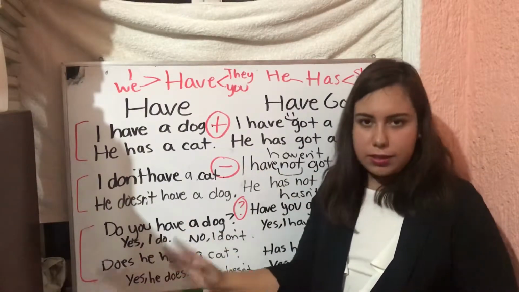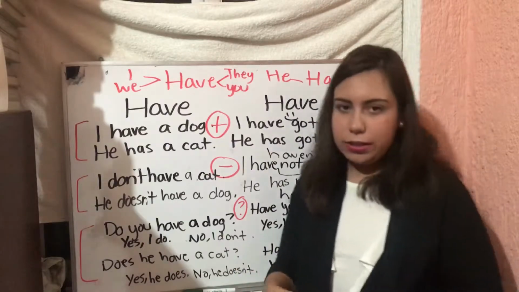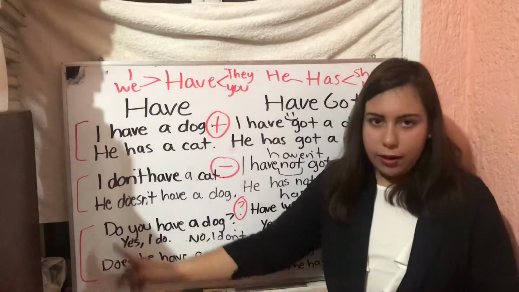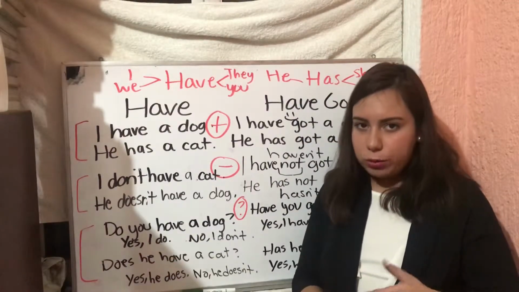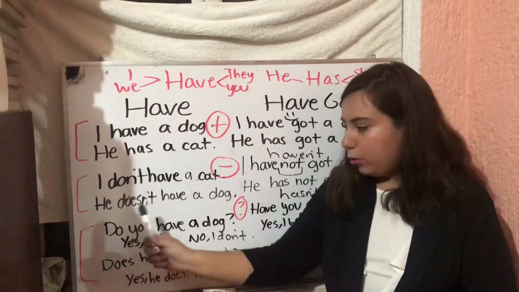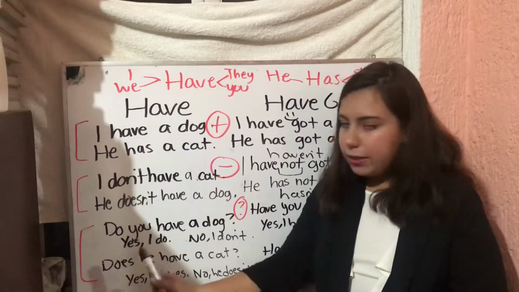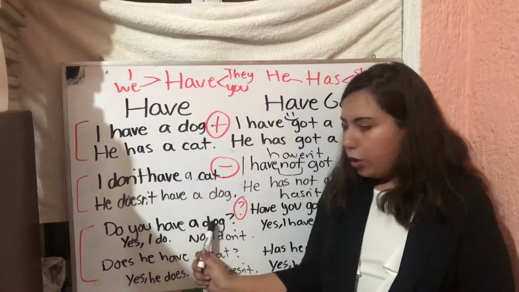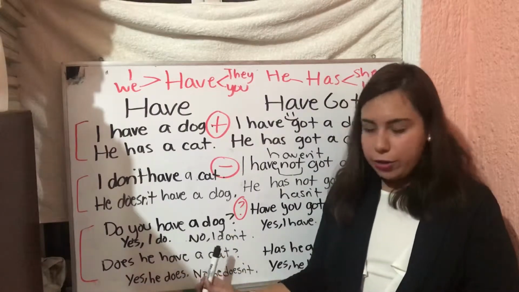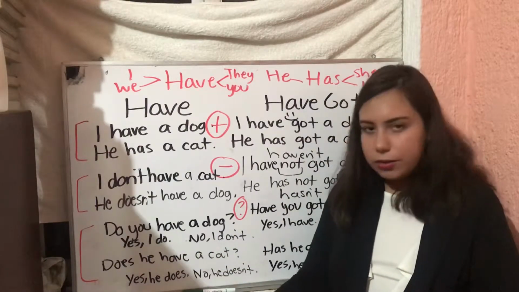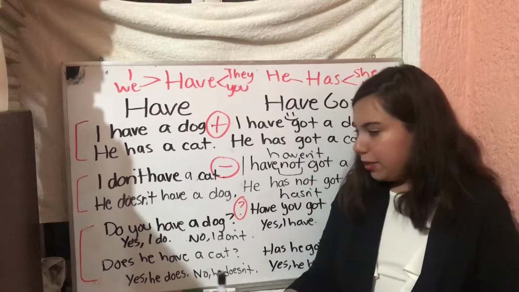Y para preguntas sencillas de sí o no, respuesta sí o no, voy a empezar con el auxiliar. Va a ser mi primera palabra dentro de la pregunta. Aquí tengo do porque mi sujeto es you. Y aquí como es he tengo does. Do you have a dog? Yes, I do. No, I don't. Does he have a cat? Yes, he does. No, he doesn't.